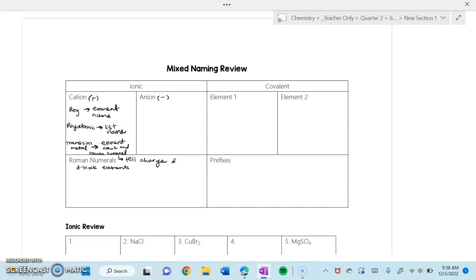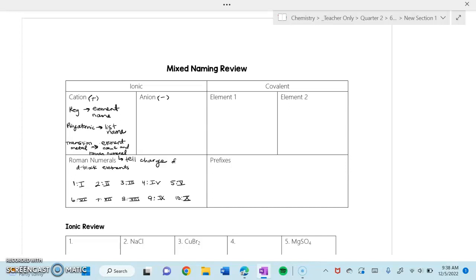And just to review, 1 is I, 2 is II, 3 III, 4 IV, 5 V, 6 VI, 7 VII, 8 VIII, 9 IX, and 10 X. So there's 1 through 10 in Roman numerals for the cation side.